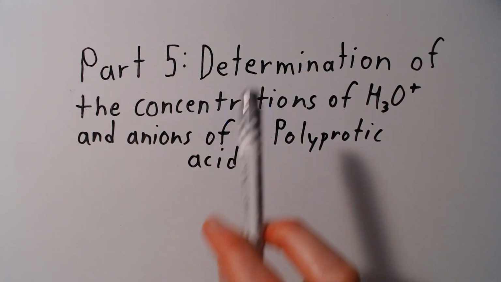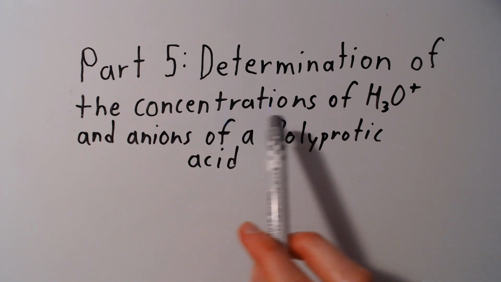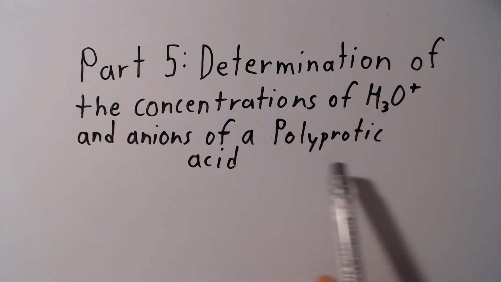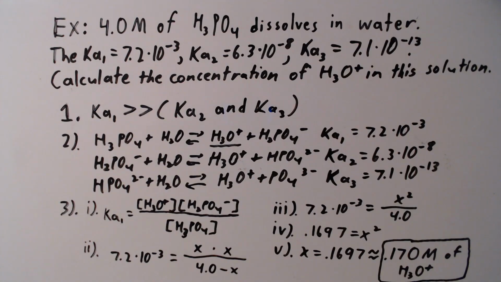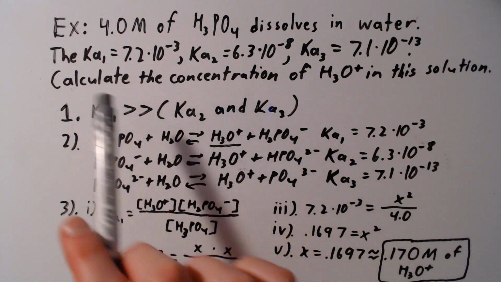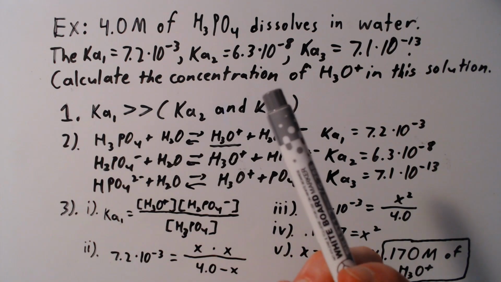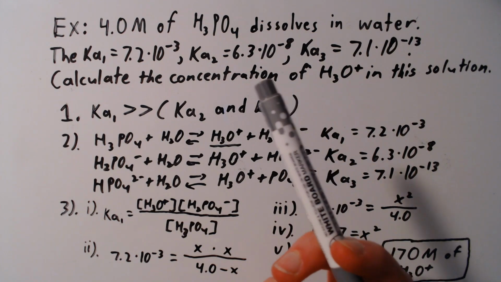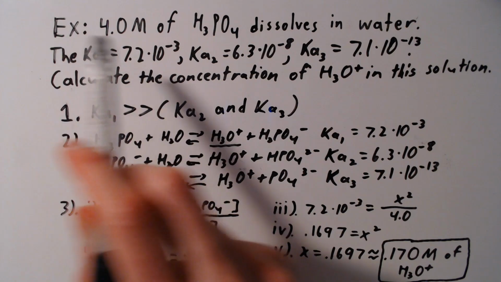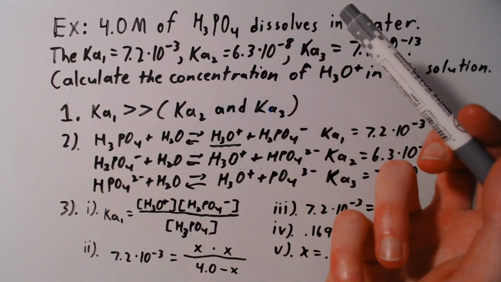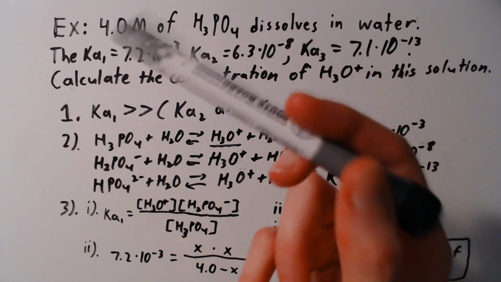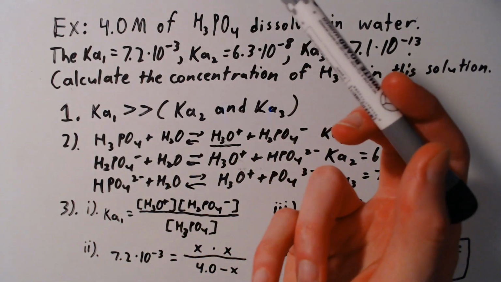Part 5. Determination of the concentrations of H3O plus and anions of a polyprotic acid. So let's say that we would like to determine the concentration of H3O plus ions that a polyprotic acid produces. So how would we be able to do that? Well, here I'll show you an example problem to show you how we can determine the concentration of H3O plus ions that a polyprotic acid produces when it is dissolved in water.